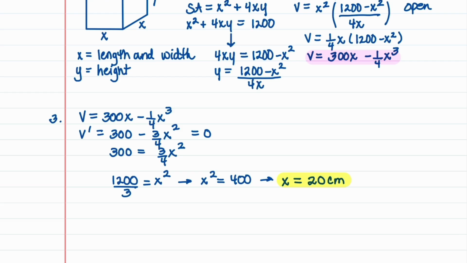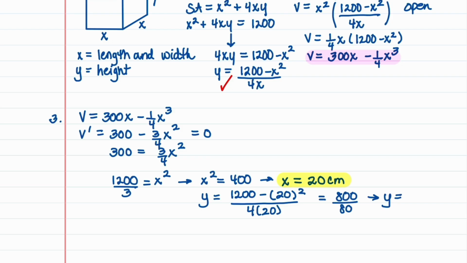Now we need to find y. Our equation for y is right here, so let's use that. y is equal to 1200 minus x, which is now 20, so we have 20 squared, all divided by 4 times 20. Let's see, this is 1200 minus 400, so this is 800 divided by 80. So we get that y is equal to 10 centimeters.